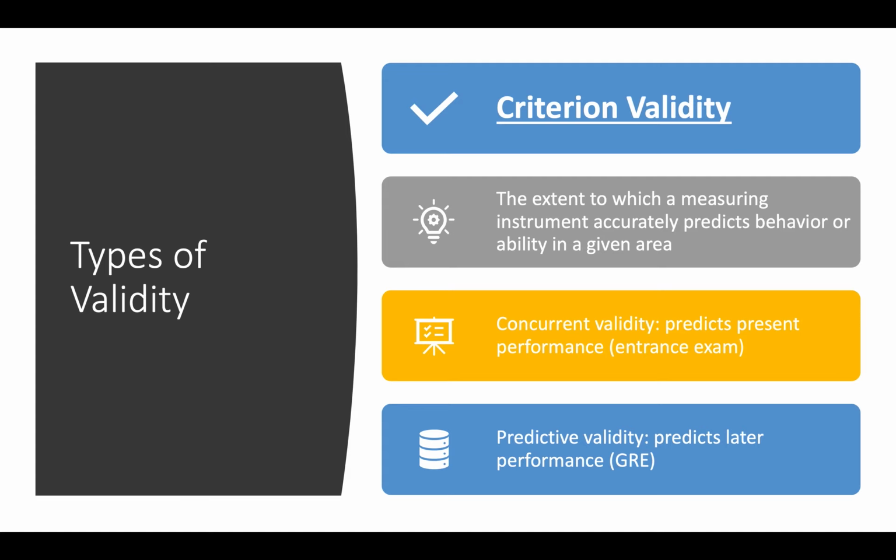We have concurrent validity, which refers to the extent the measure predicts present performance, like an entrance exam, right? But then we also have predictive validity, which predicts our later performance, like a GRE. So these are the 2 different types you need to keep in mind. Concurrent predicts your current performance, and predictive does just that. It predicts your later performance.